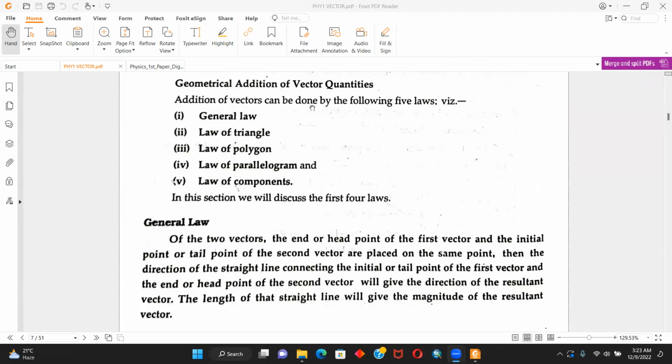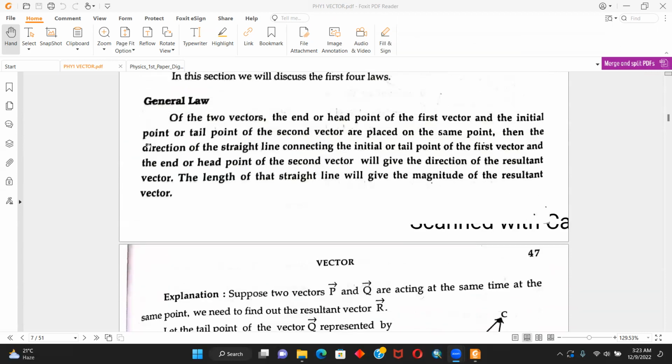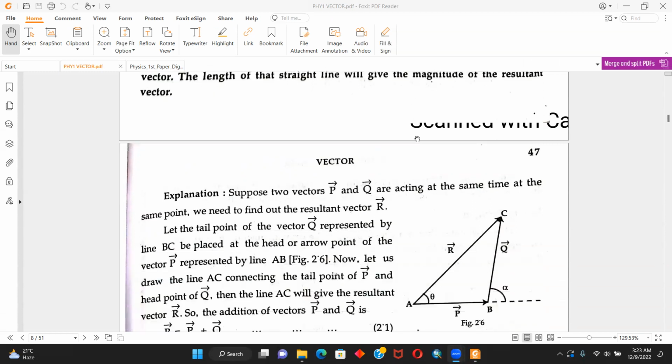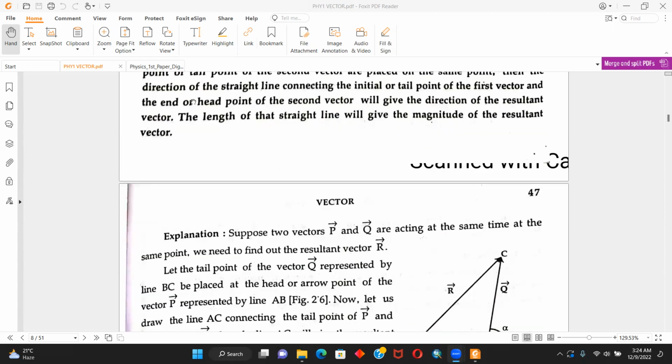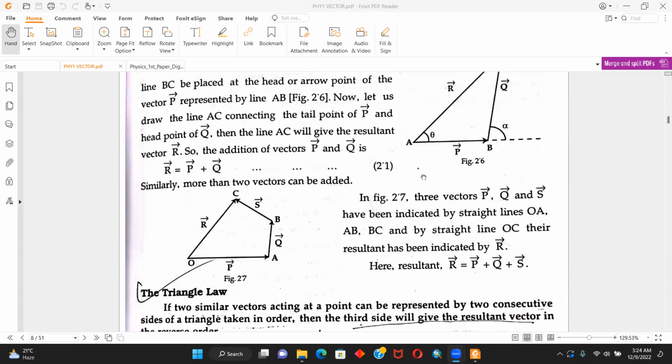Okay, so there are five laws for addition of vectors. Obviously, we discussed them previously, but let's just revise them. So what is the general law of the two vectors? The end or head point of the first vector and the initial or tail point of the second vector are placed at the same point. Then the direction of the straight line connecting the initial or tail point of the first vector and the end or head point. Many things are written. Just let me explain the image to you.